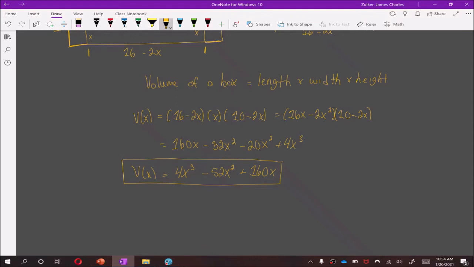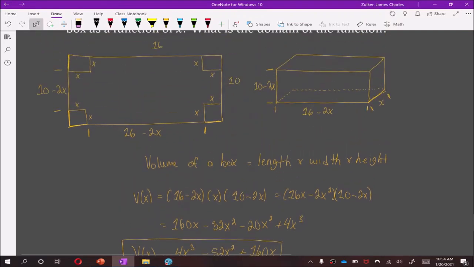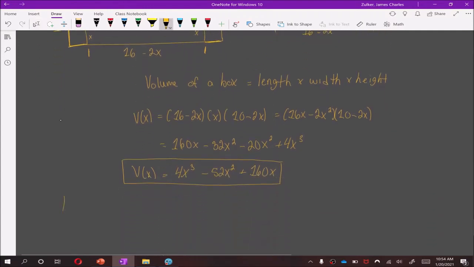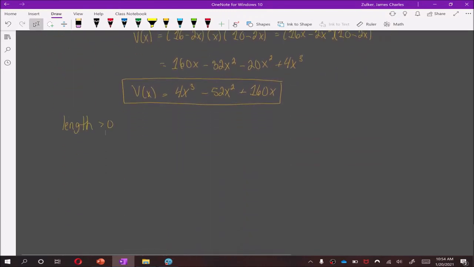Now, in terms of what's mathematically permissible, there's no restrictions, right? We don't have a denominator and we don't have an even radical. However, we do have physical restrictions we have to look at, right? Length has to always be greater than 0. So that means that 10 minus 2x has to be greater than 0, and also 16 minus 2x has to be greater than 0.